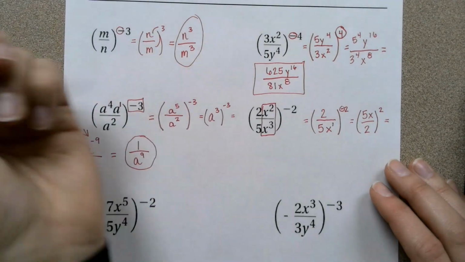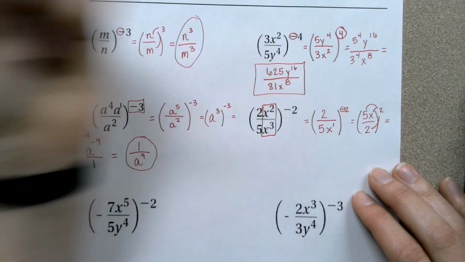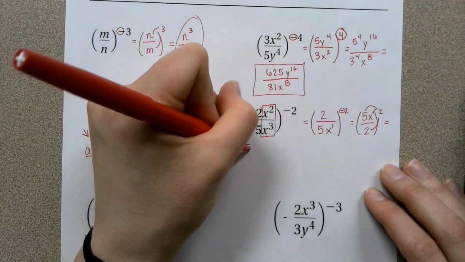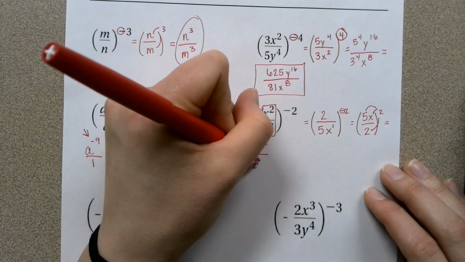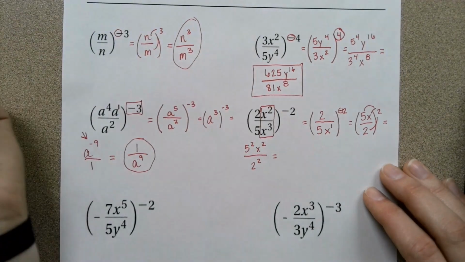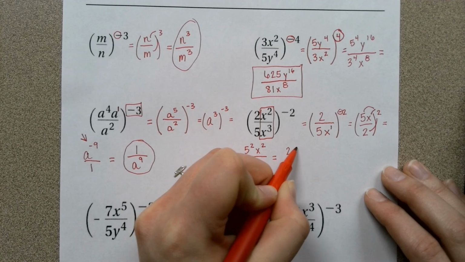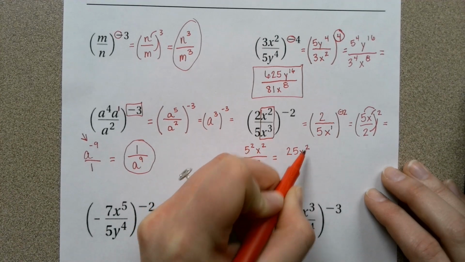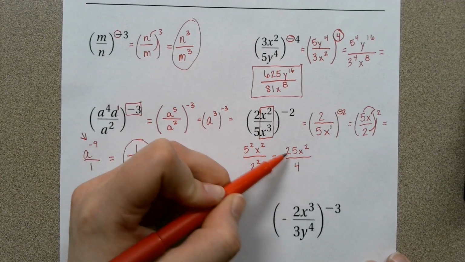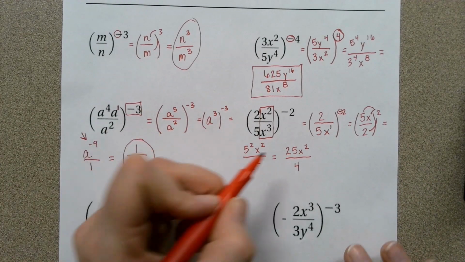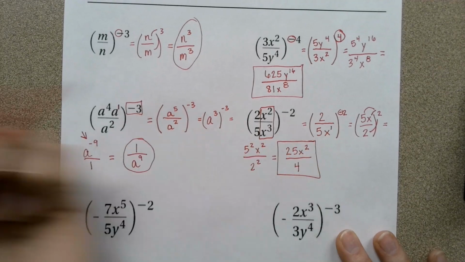Then from there, we're going to distribute. It goes to the 5, the x, and the 2 in the denominator. So we have 5 squared x squared over 2 squared. And then when we simplify that, we get 25x squared over 4. Again, this does not divide nicely, so we'll leave it as the most simplified form of an improper fraction for our final answer.